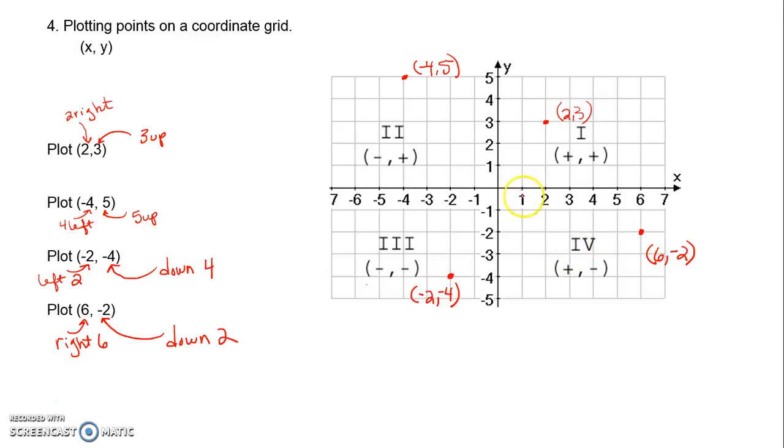So in the fourth quadrant, your x value is positive and your y value is negative. I hope that helps with a quick review on plotting on the coordinate grid.